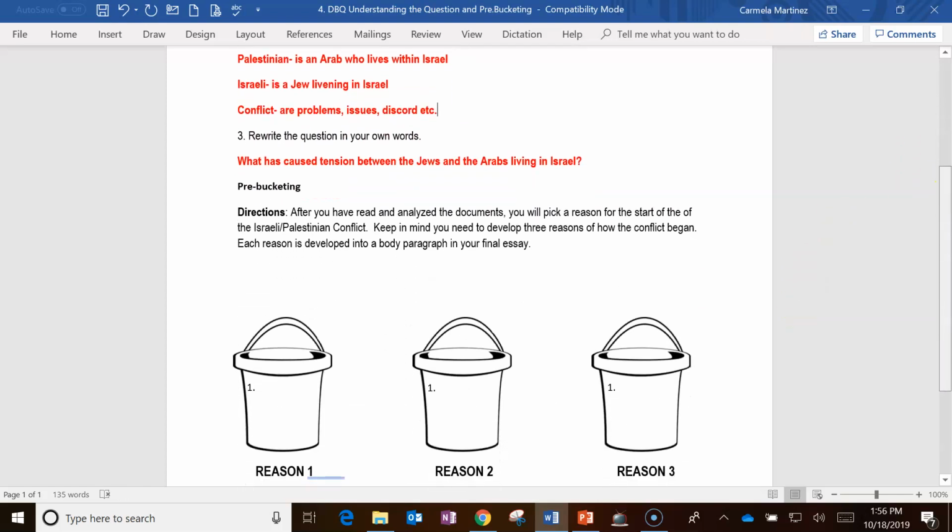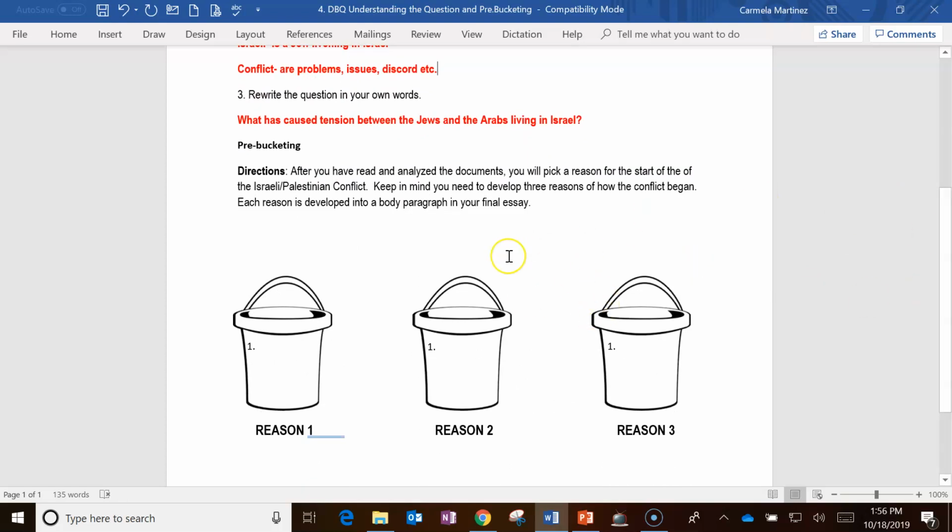And then we went through and we did our pre-bucketing, giving 3 reasons for the conflict that's happening between the Israelis and the Palestinians. So one answer I said was land. For me, that's land, but yours could be anything you like. It's what you think the reasons are for this. Religious tension. Apparently, I'm just not spelling correctly today. Okay, religious tension or land distribution.